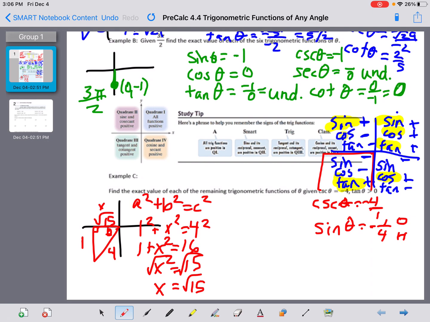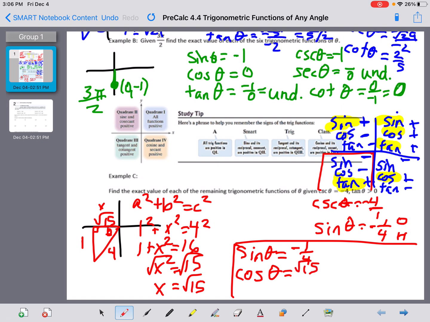Remember, not on the unit circle because my radius isn't 1, but that's okay. I can still find all my values. Okay, so here we go. Sine of my theta. Well, I already knew it was 1/4, -1/4, right? Cosine of my theta. I can either use the picture, which is probably the easiest, right? I go to my theta and I go adjacent over hypotenuse, so I get square root of 15/4. Quick question here. I'm in the third quadrant. Is that positive or negative? Negative.